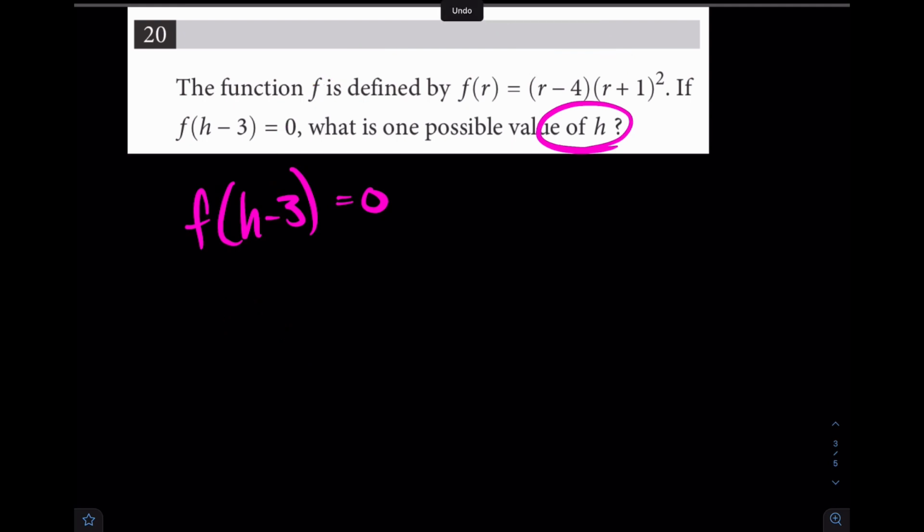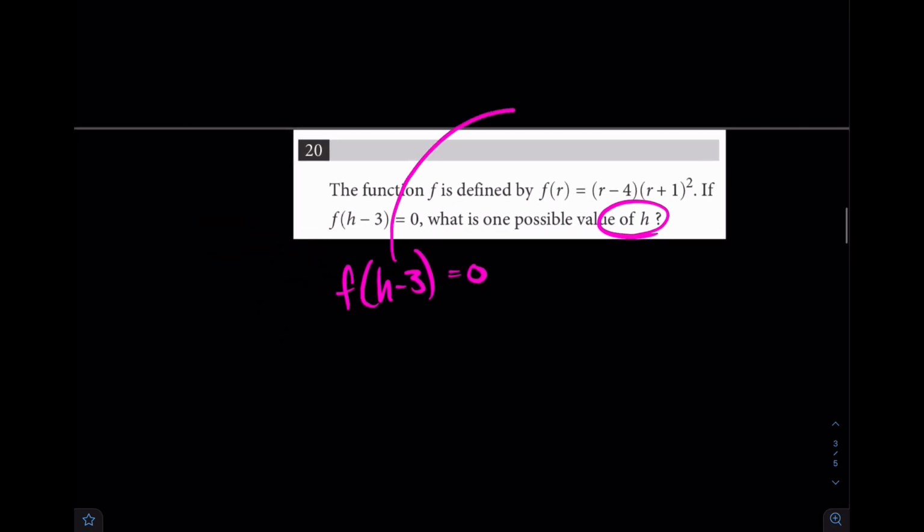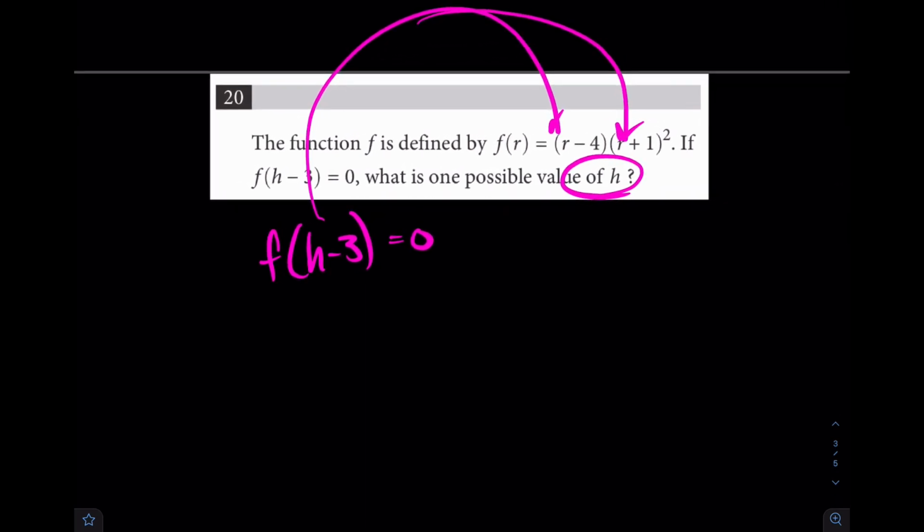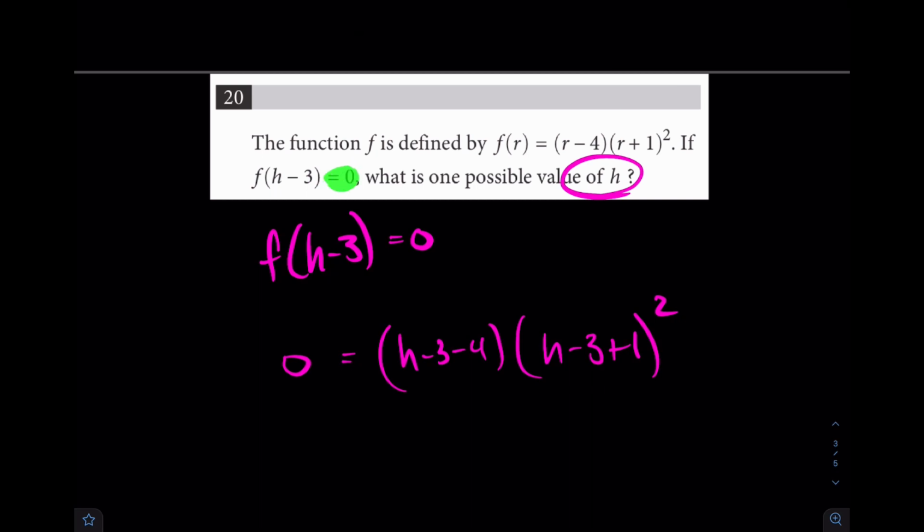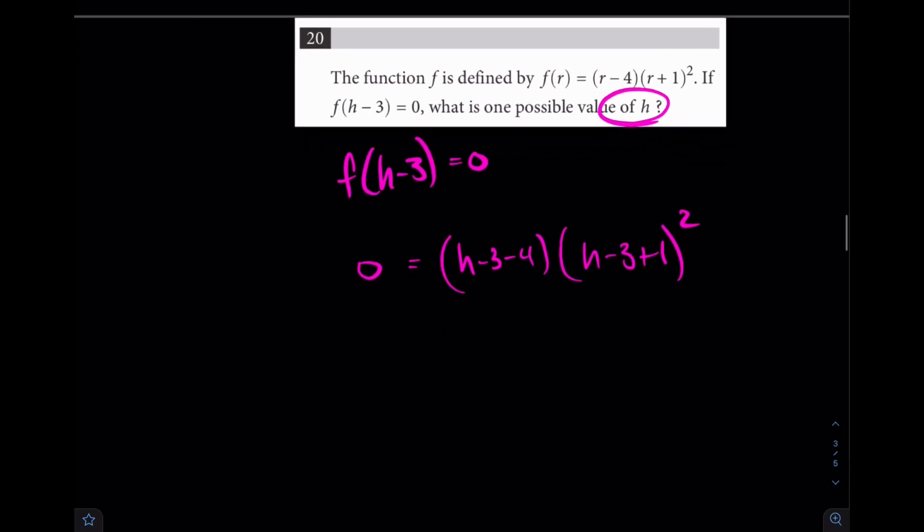So again, what are we going to do? We're going to be plugging this value of h minus 3 in for r, here and also here. So let's do it. We have h minus 3 minus 4 times h minus 3 plus 1 squared equals 0. And why equals 0? Equals 0 because it was set equal to 0 when you plugged h minus 3 in. At this point, we're pretty much done. It's h minus 7 times h minus 2 squared equals 0.